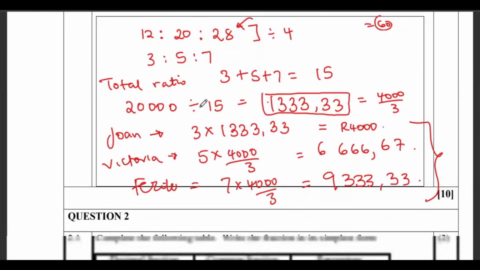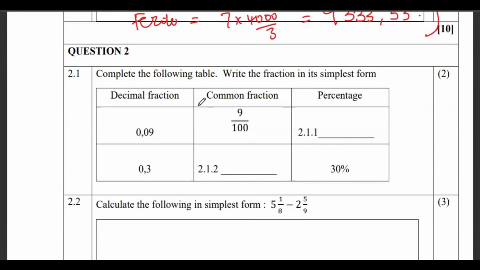Okay. Question number 2, which is common and decimal fractions. Complete the following table. Write the fraction in its simplest form. So the decimal is this, the common fraction is that, and then what is the percentage? For the percentage, multiply this by 100. So this 100 cancels this 100, and we have 9%.